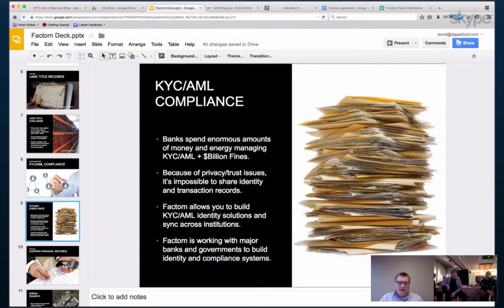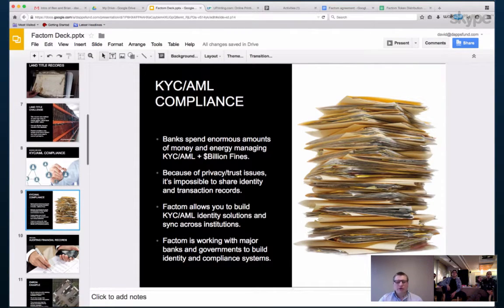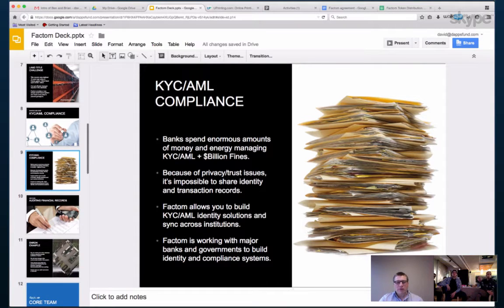So the Isle of Man has reached out to Factom about doing this. They host a lot of companies that do gaming, poker and gambling and stuff like that. And they have to do all this AML and KYC, but it's a real pain. So that's potentially a good way to protect users' private information using this kind of approach.